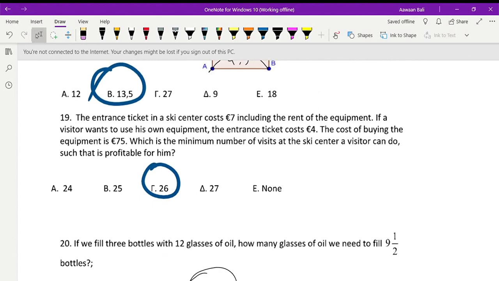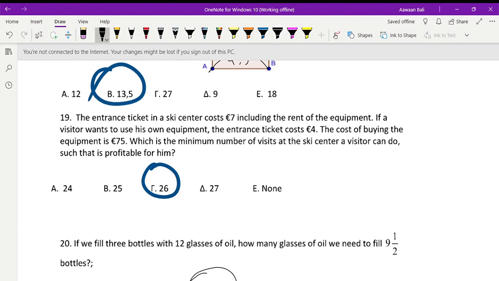Question number 19. The entrance ticket in a ski center costs €7, including the rent of the equipment. If a visitor wants to use his own equipment, the entrance ticket costs €4. The cost of buying the equipment is €75. Which is the minimum number of visits at the ski center a visitor can do such that it is profitable for him? Profitable means that he can get the ski equipment for himself. But first we have to work out things.